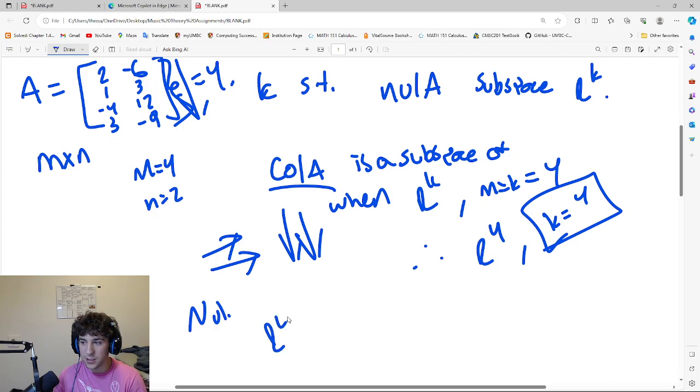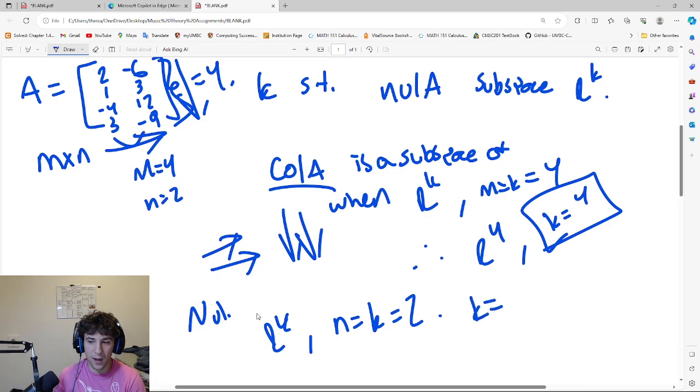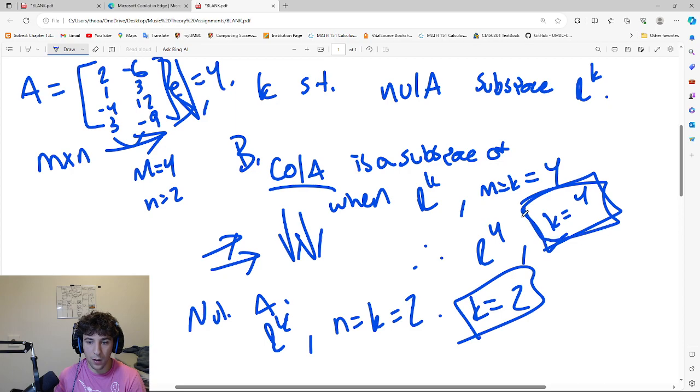The null space is going to be R to the k, where n is equal to k, which is equal to 2. And the null space is looking at the rows. So in this case, we see that the rows are length 2. Therefore, the desired k value for part A is going to be 2. And the desired value for part B is going to be 4.